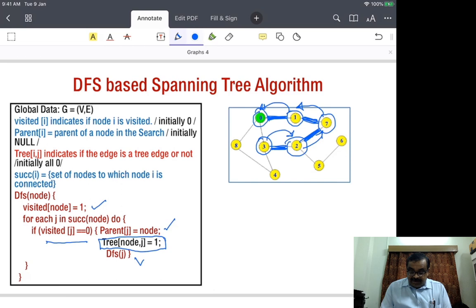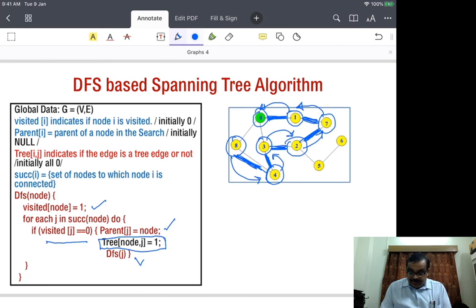From here, this node is already visited. There is nothing to do. Then this node becomes visited. This is the parent, and this becomes the tree edge. From here again we have to go to this node, then this node, this becomes the parent, this becomes the tree edge. Then we backtrack out because nothing else can be done.